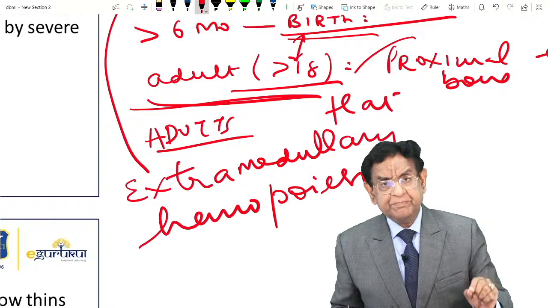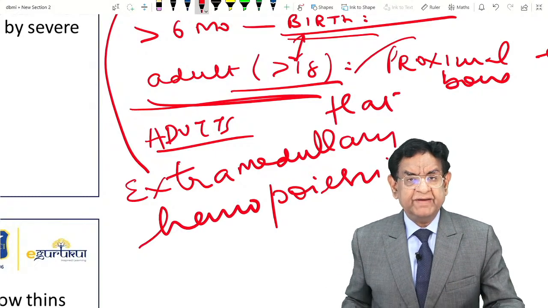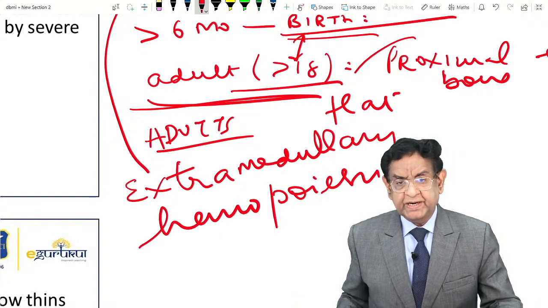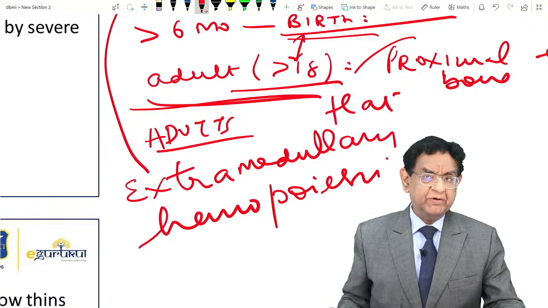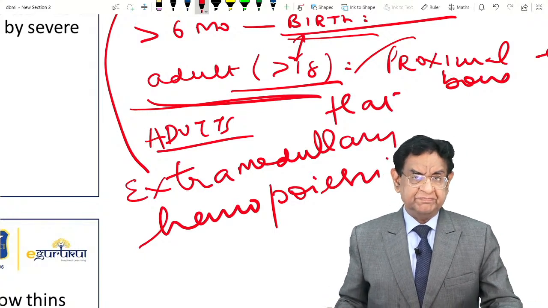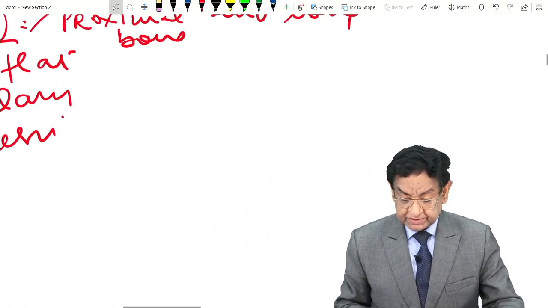So in this patient, the erythroid precursors are found in the liver and spleen. Now we know the basic concept. Extramedullary hemopoiesis is going on in the 14-year-old child. We are getting liver and spleen having erythroid precursors. What are the common causes?